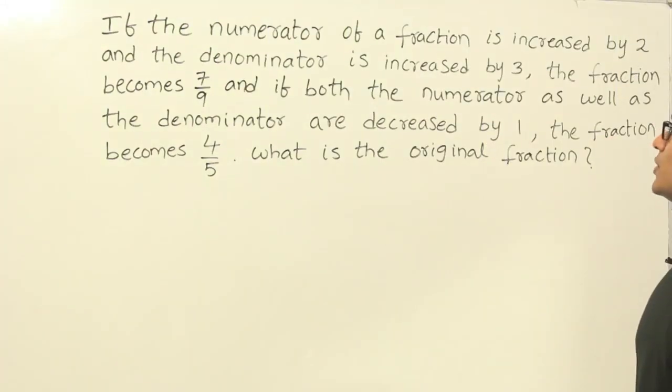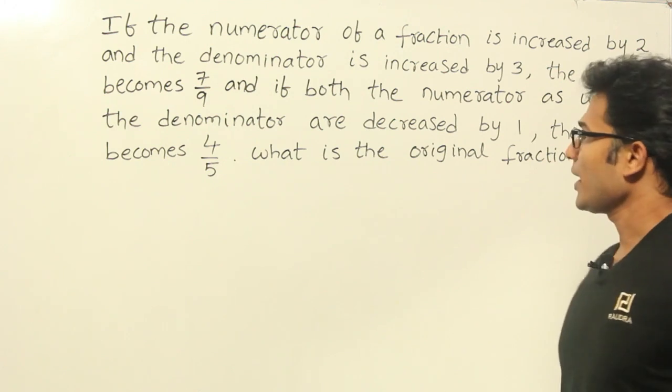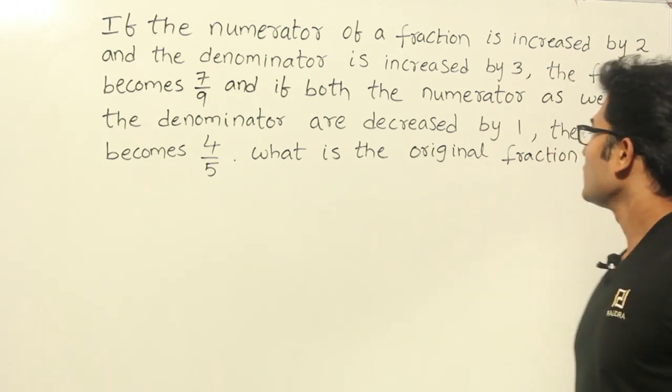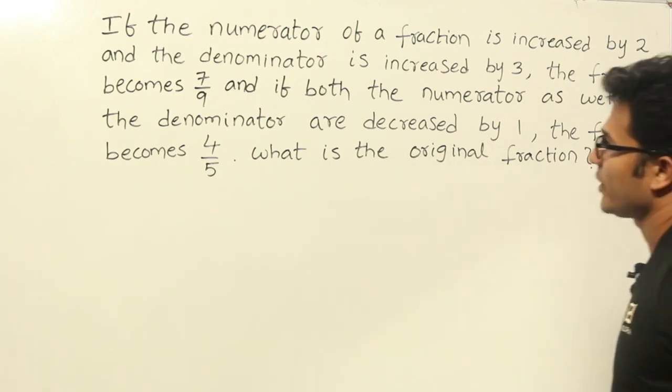Now let's see this. If the numerator of a fraction is increased by 2 and the denominator is increased by 3, the fraction becomes 7 by 9. And if both the numerator as well as denominator are decreased by 1, then the fraction becomes 4 by 5. What is the original fraction?